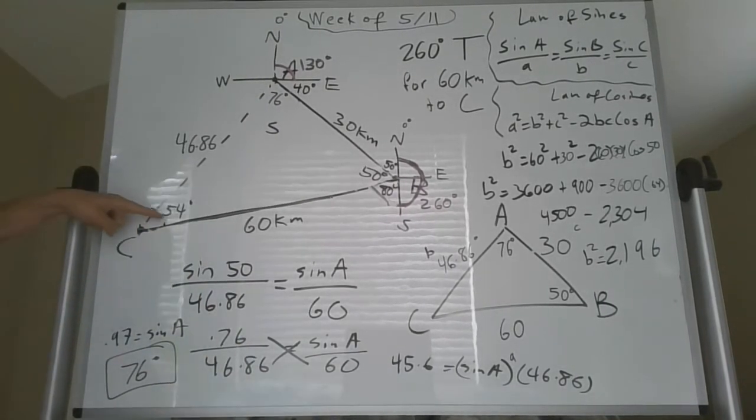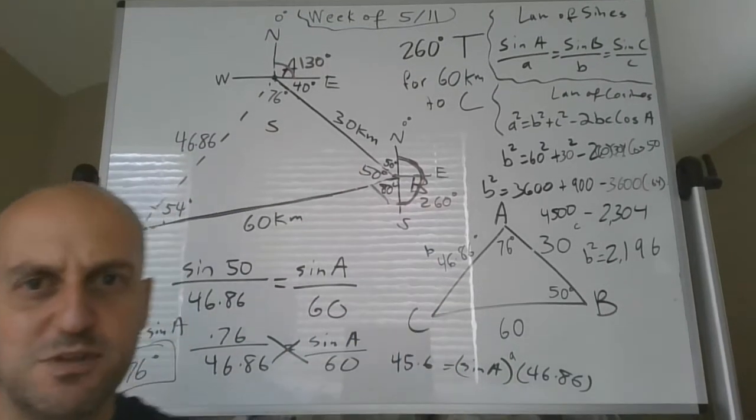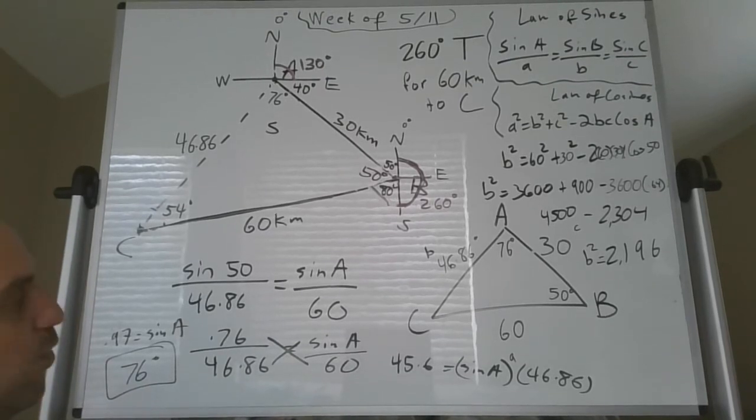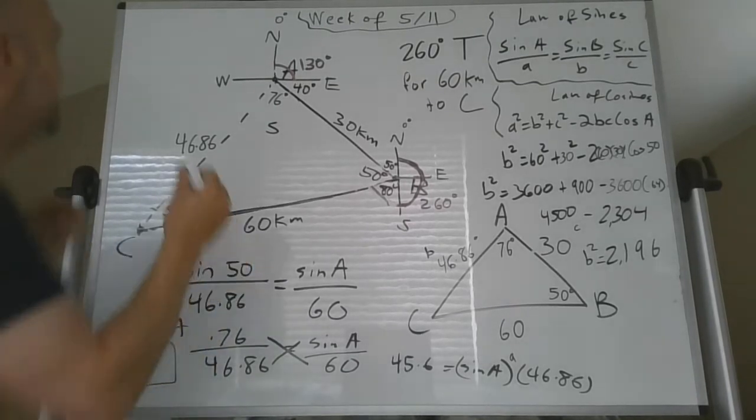Okay, so we have 54 degrees, 76 degrees, 50 degrees. So nice and dandy, we got everything. But wait, there's one more thing. Here's the question I want to ask now. What would be the true bearing from C to A?